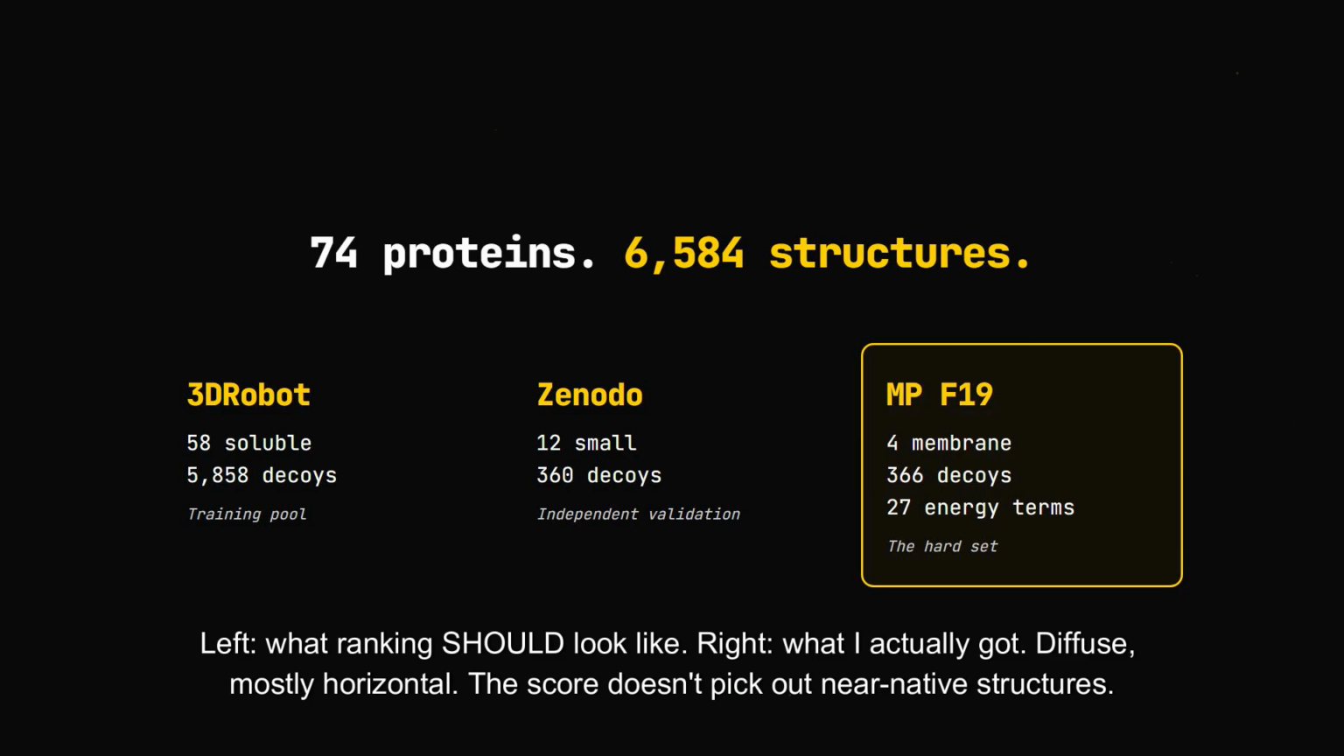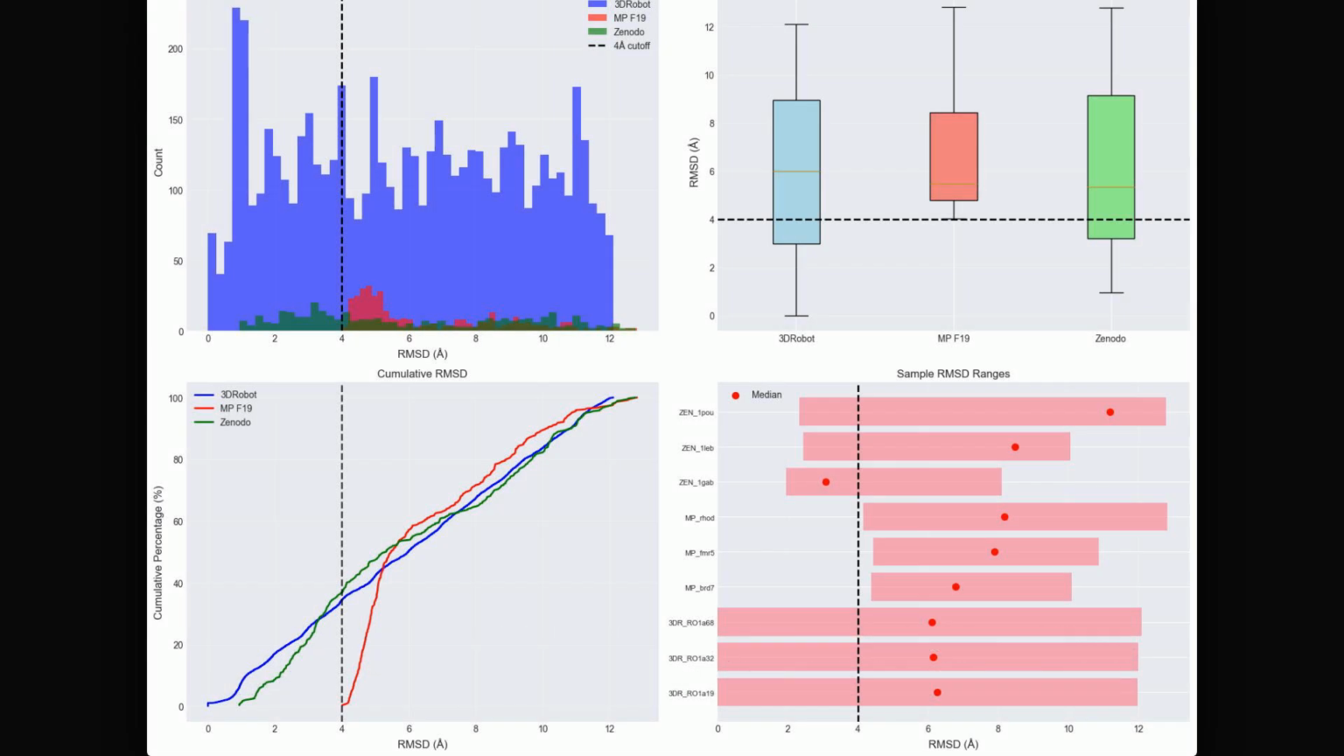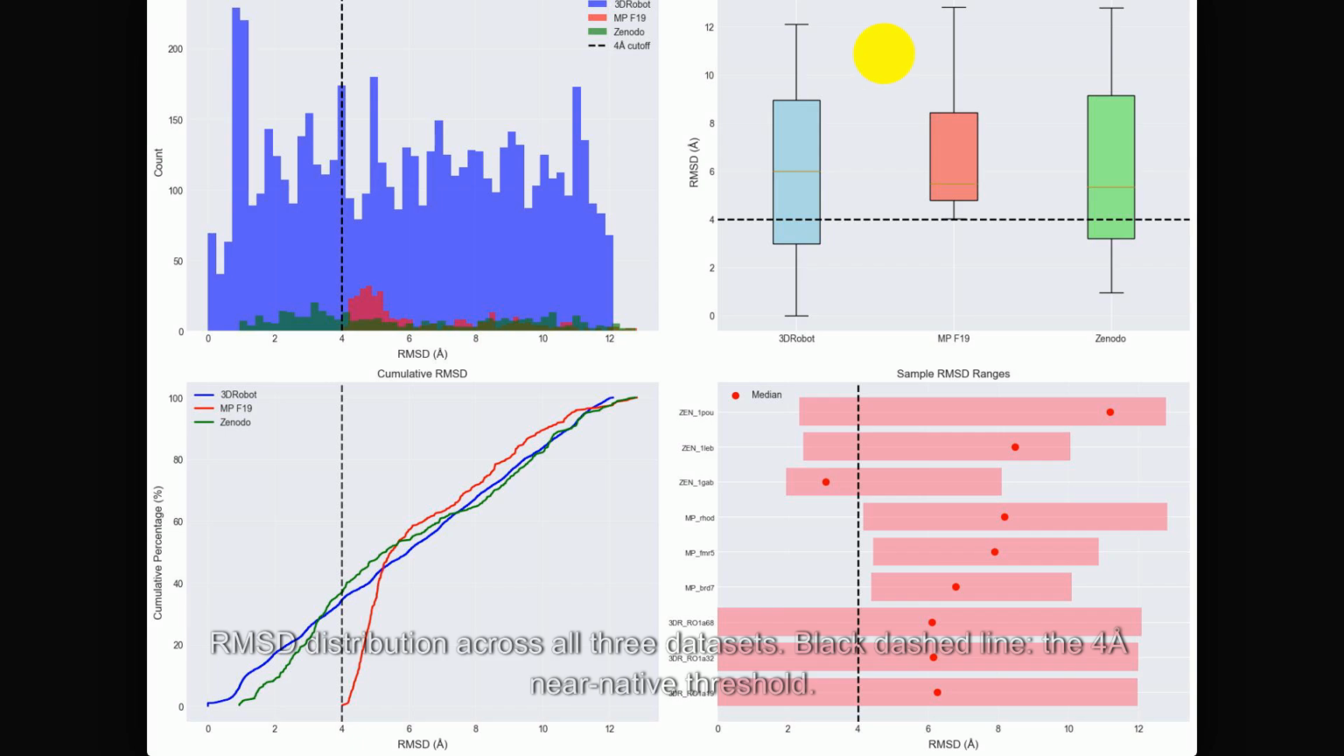This is where things get interesting. Here's the RMSD distribution across all 3. The black dashed line is the 4 Ångströms threshold, the convention for calling a structure near native.